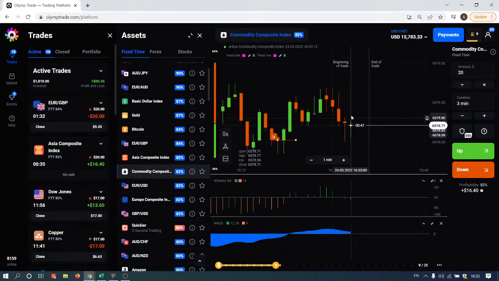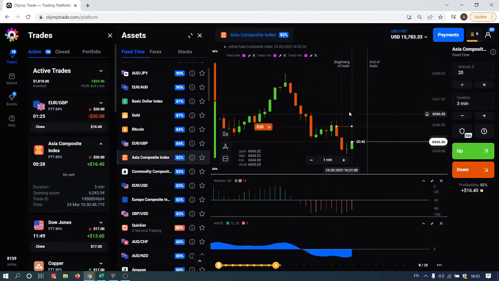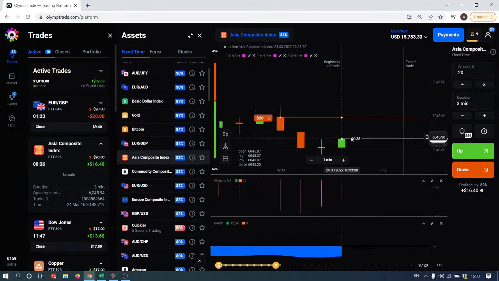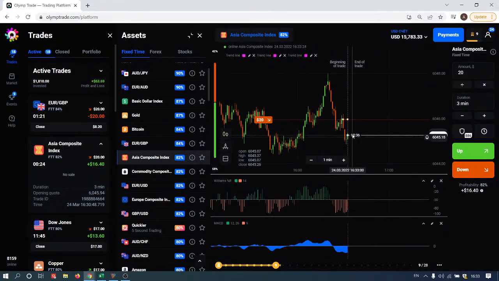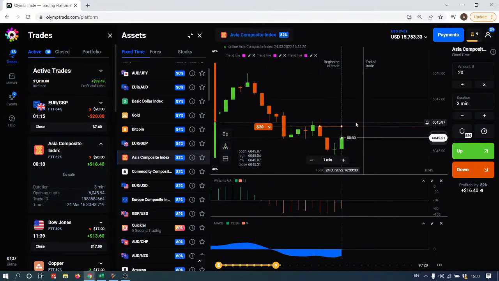So let me cancel this trade. I think it's going to be a losing trade anyway on the Commodity Composite Index, so there is no sense in keeping that trade. Nice. This will be a beautiful close here, I think. 20 seconds to go on the Asia Composite Index.